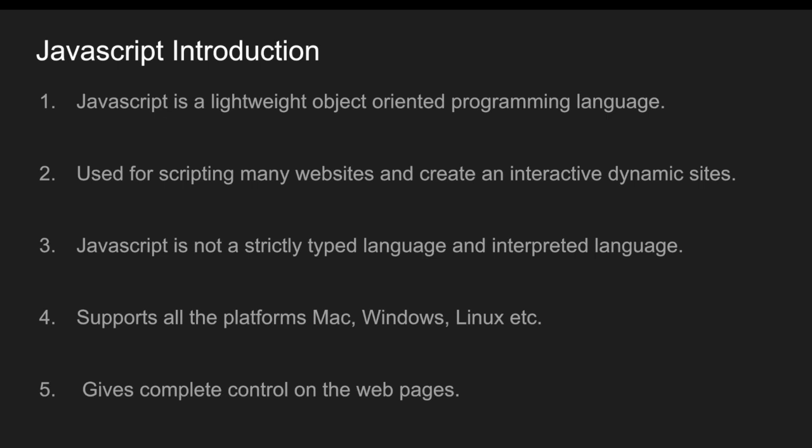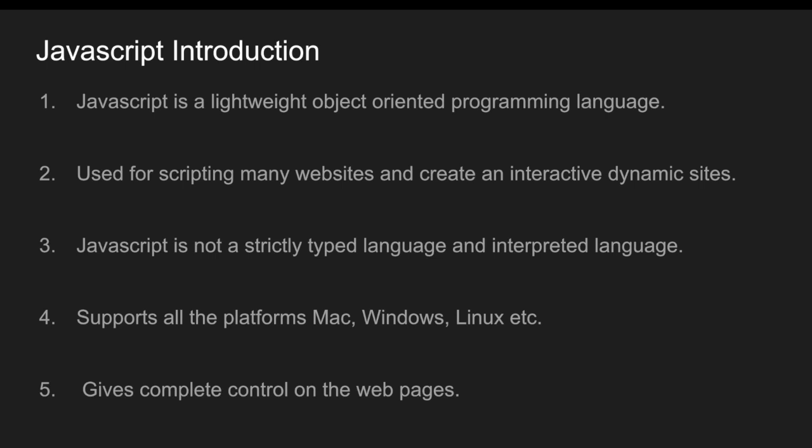And JavaScript is not a strictly typed language. Whenever you write numbers, floating numbers or a string, it automatically converts for you. You don't need to bother about a particular type in JavaScript. It automatically does everything for you. And it is an interpreted language, which means it goes with line by line execution. Also it is a platform independent language, where you can use it on Mac, Windows, Linux, or any platform.